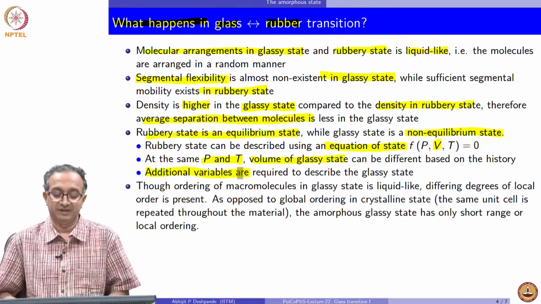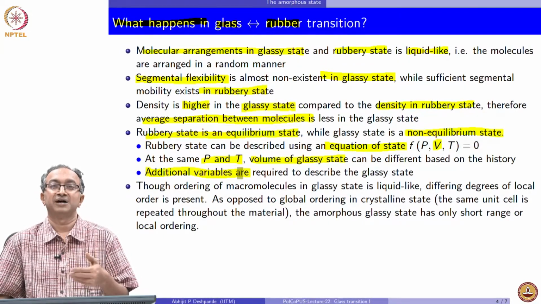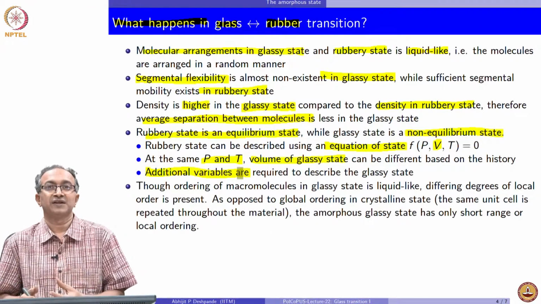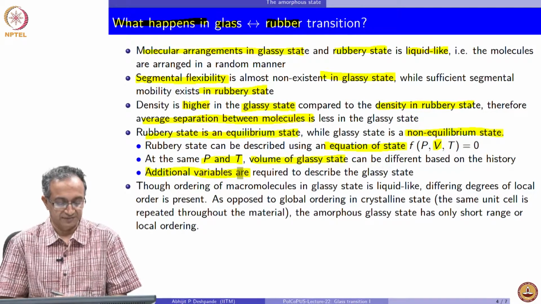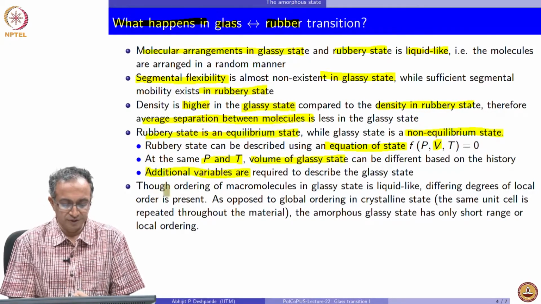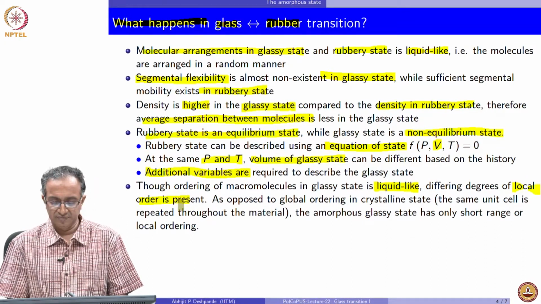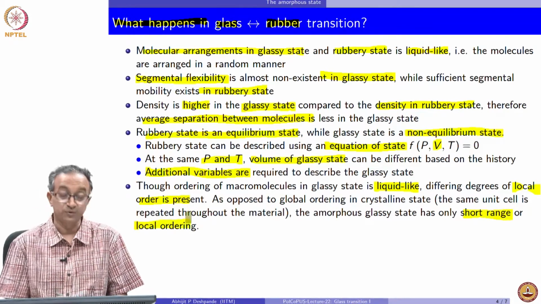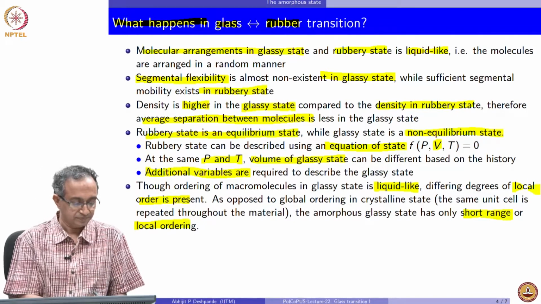So, this is one possibility, and there are several such possibilities, and that is why I have made the remark that as scientists we are still grappling with the phenomenon of glass transition as well as characterization of the glassy state. So, though the ordering is liquid like, local order is present, and because of this local order, the short range order, we can try to quantify some of the behavior of the glassy state.